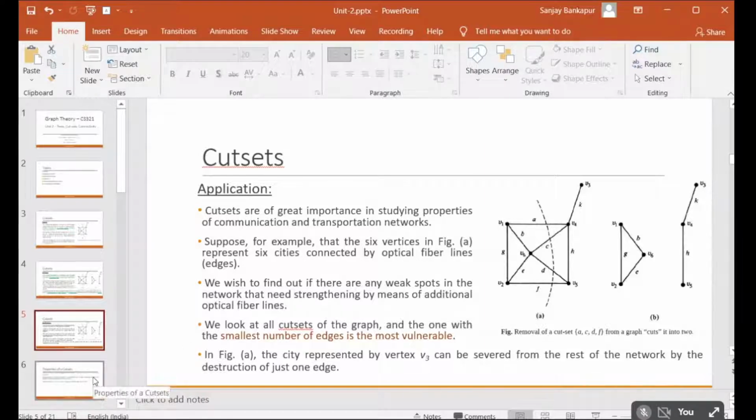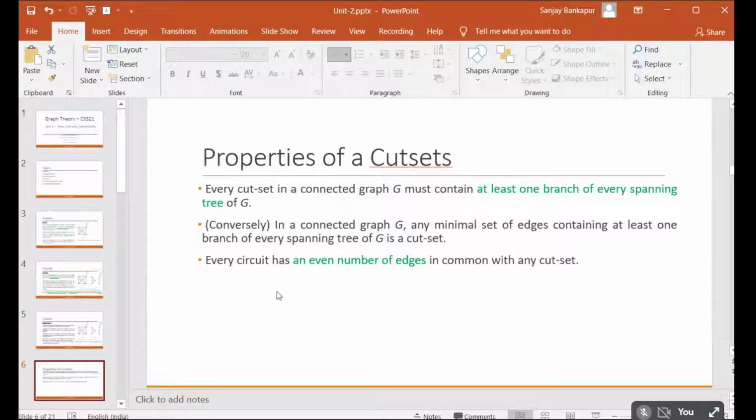Okay, thank you. So, properties of cut set. The first property, all three are theorems, so I've just listed them as properties and we'll see one of the theorems. Every cut set in a connected graph G must contain at least one branch of every spanning tree. Till now from trees we moved to cut sets. Cut sets talk about a given graph rather than a tree. Now we can bring the tree concept into the cut set and try to make some analogy here. Every cut set in a connected graph G must contain at least one branch of every spanning tree of G.